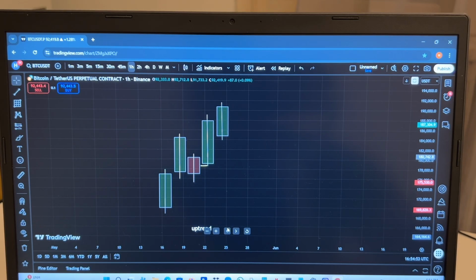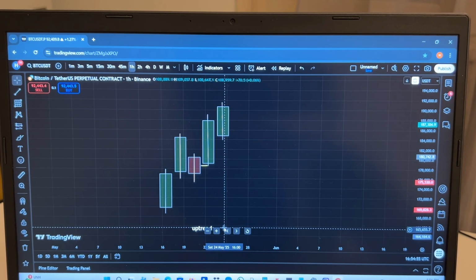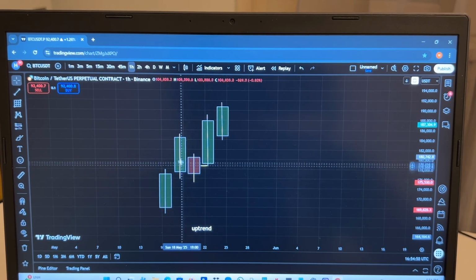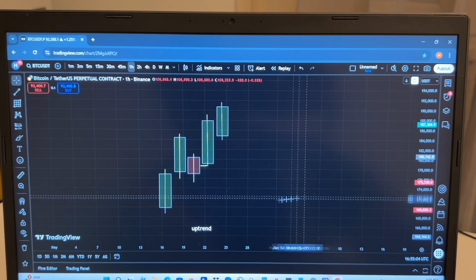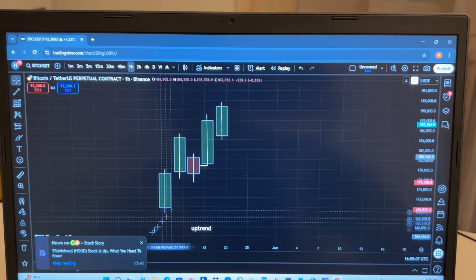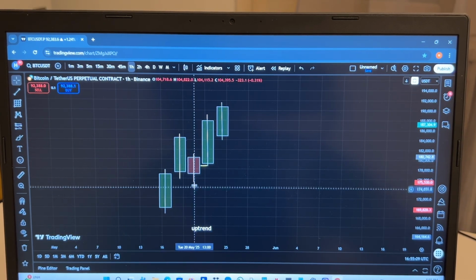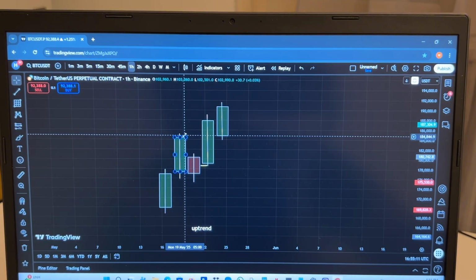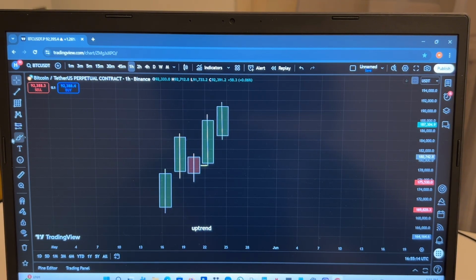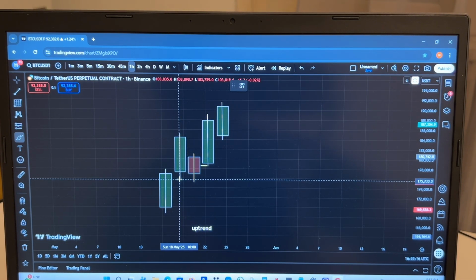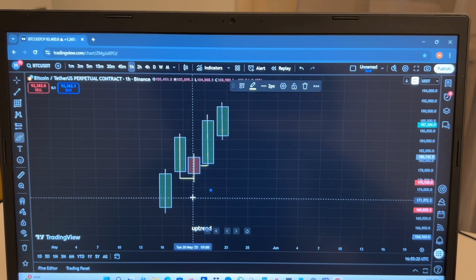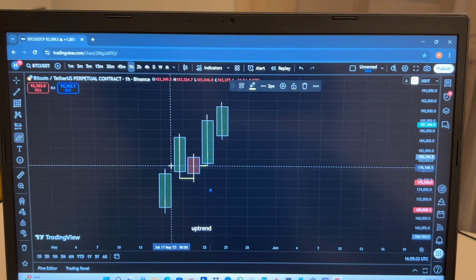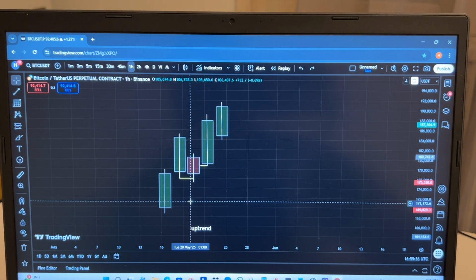Okay, and condition 2 would be, this hidden OB, this bearish candle, must have hunted the previous candle's liquidity. We can clearly see that this red candle has hunted the liquidity made by the previous candle. Yeah, there you go, it has hunted the liquidity made by the candle previously. So always keep that in mind.